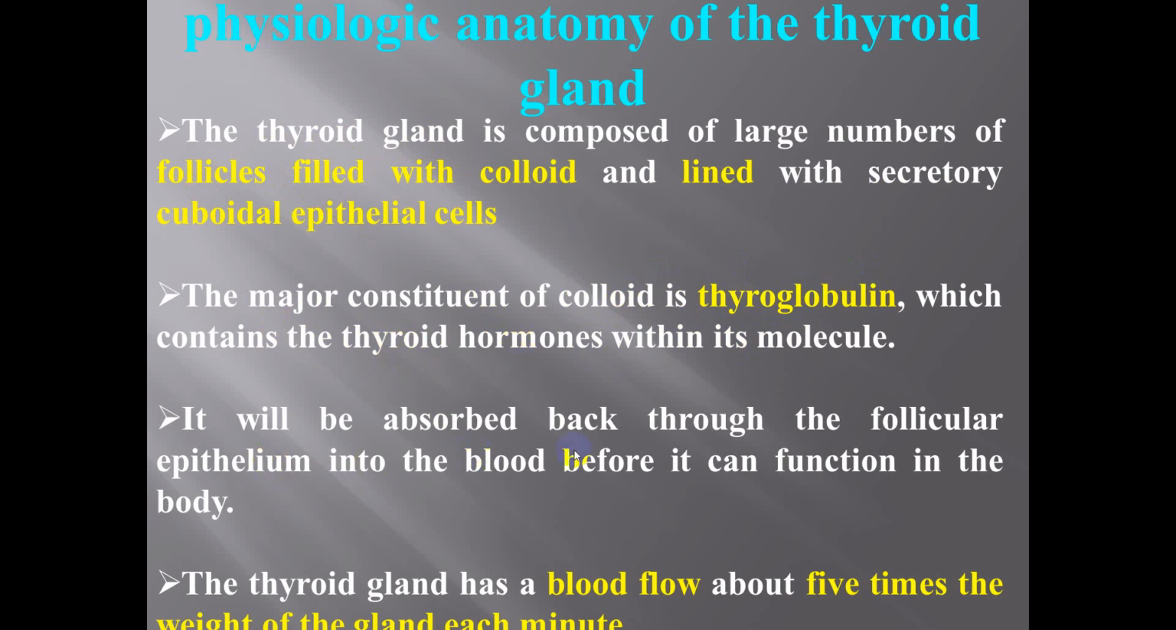It will be absorbed back through the follicular epithelium into the blood before it can function in the body. The thyroid gland has a blood flow about 5 times the weight of this gland each minute. تلاحظون تجهيز الدموي blood flow أو blood supply يكون عالي جدا للثايرويد جلاند.